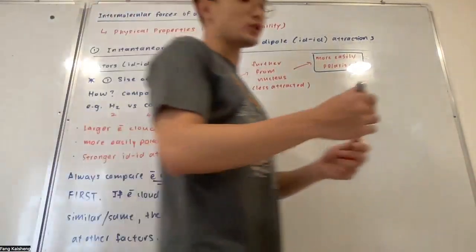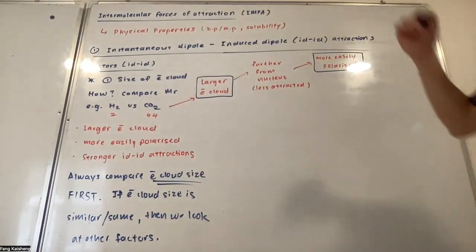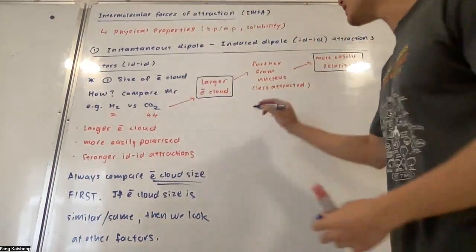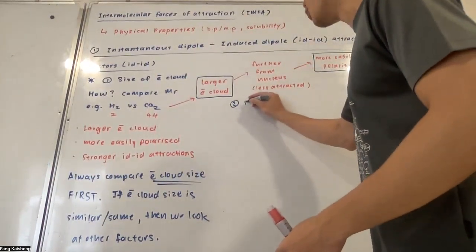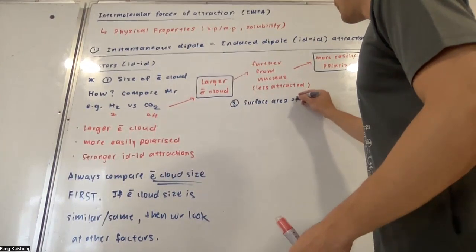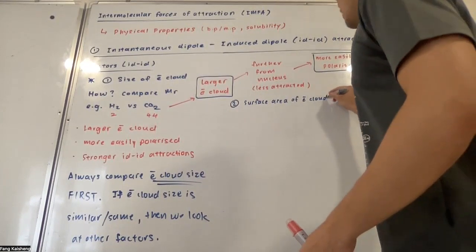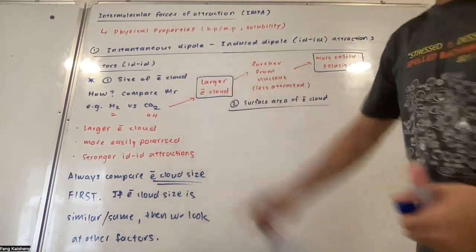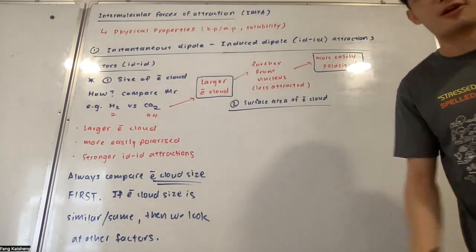If you turn over to the next page, we have another factor. Other than size, if you can't compare size, let me give you guys a different scenario. Let's compare the surface area of the electron cloud. So in what scenario would that be the same size? Basically the same MR, correct?